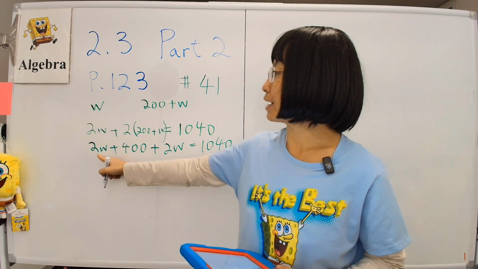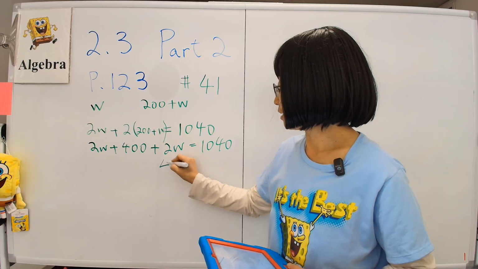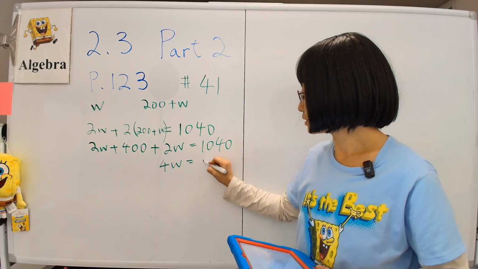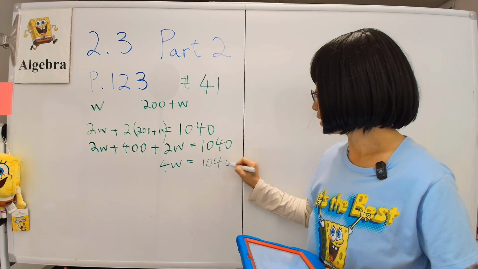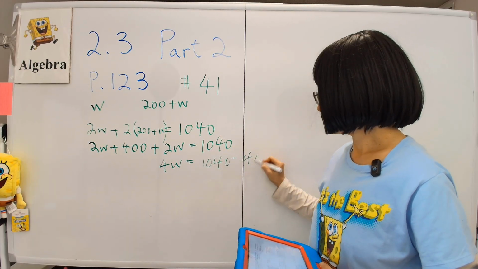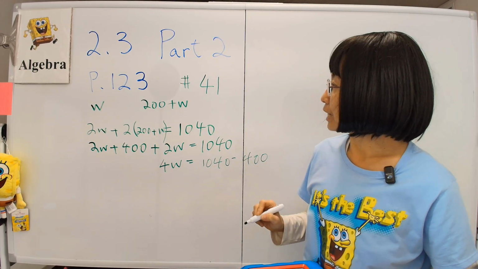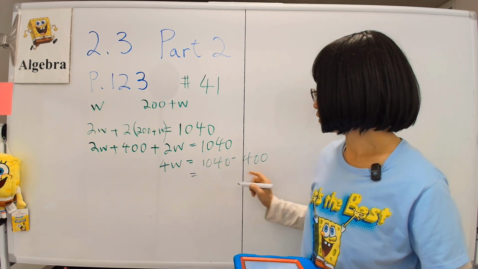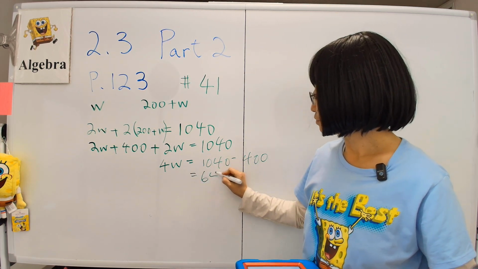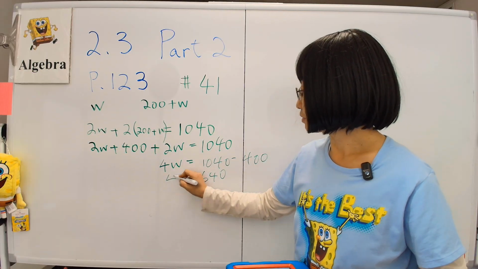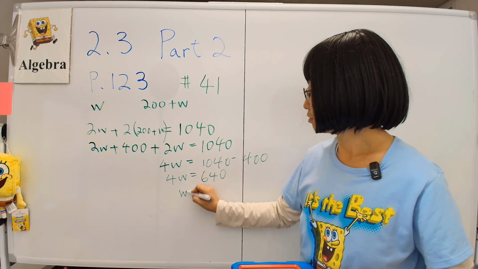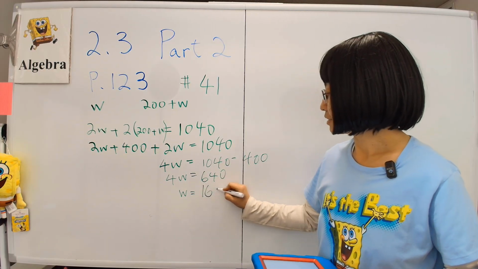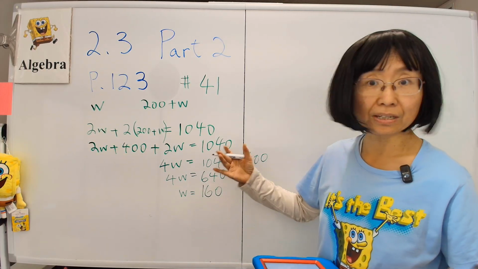So together we have 4 W's. And then push the 400 to this side, it becomes a subtraction. 1040 minus 400. So 10 minus 4 is 6, so we have 640 equals 4W. And then W equals 160. Okay, so W should be 160 feet.